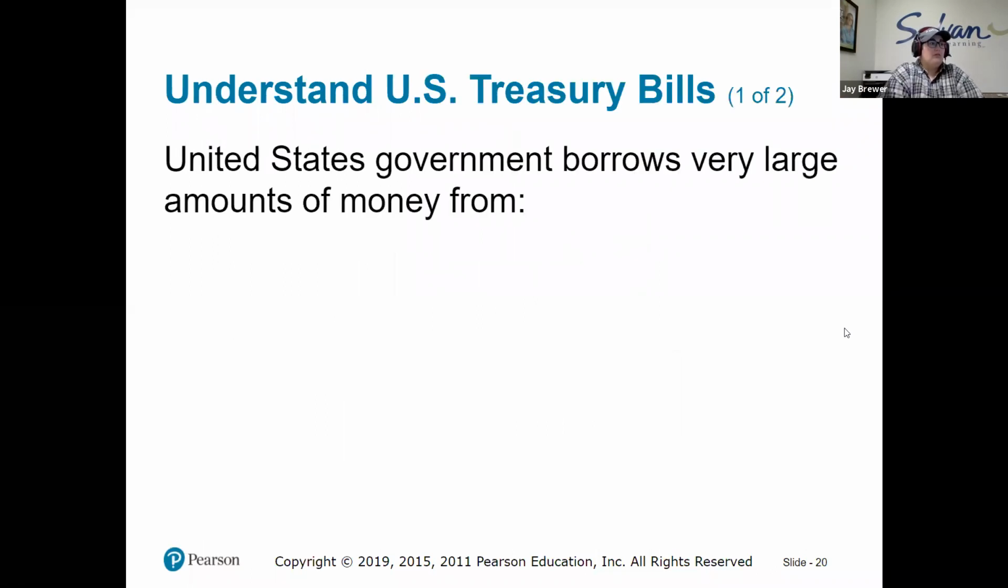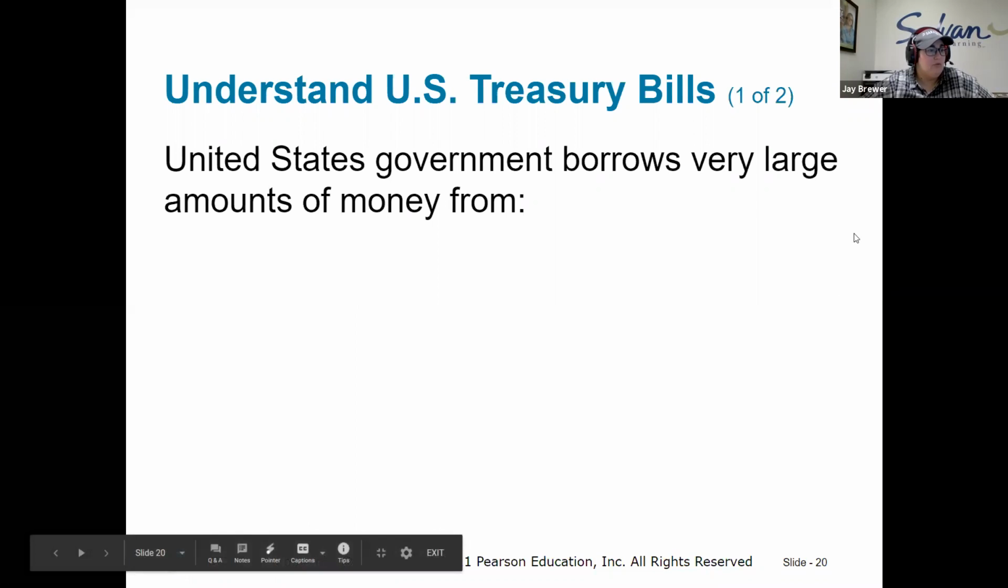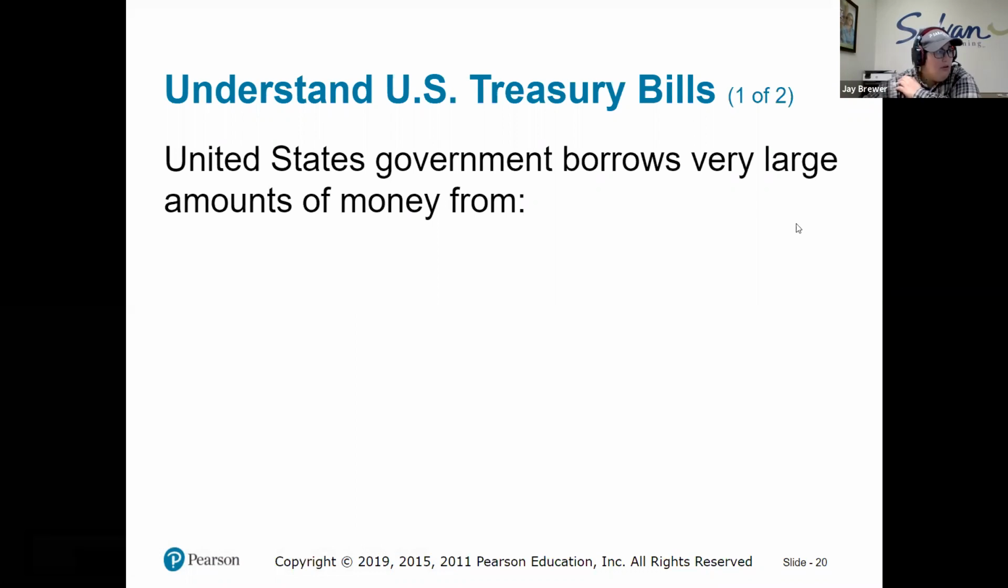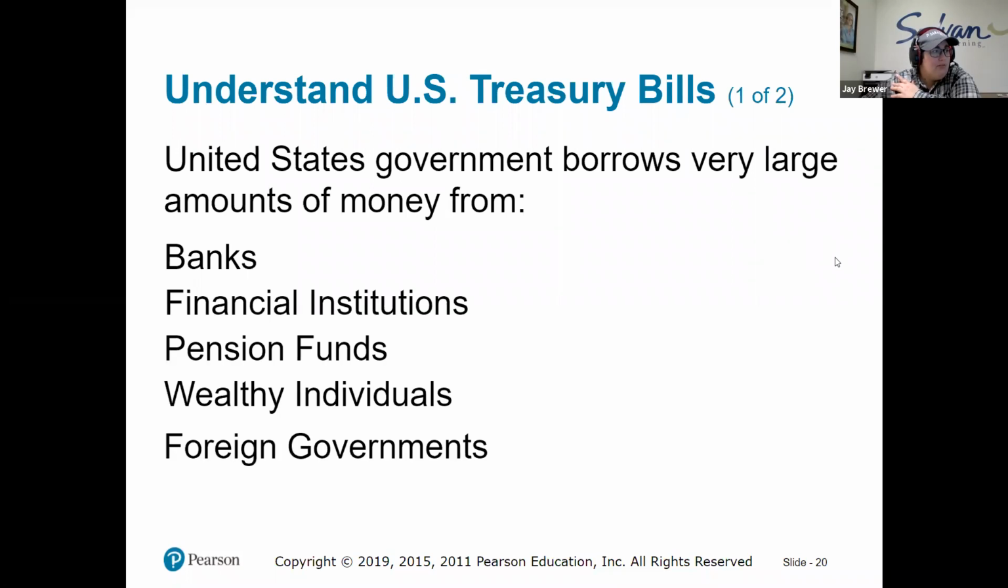All right. So the US Treasury bill, we'll go over this, but I would suggest not asking me too many questions about it and just going to Google, because I can't tell you if this has changed at all. Even though it says copyrighted 2019, this was originally written in 2011, so some changes could have happened. The US government borrows very large amounts of money from banks, financial institutions, pension funds, wealthy individuals, and foreign governments.